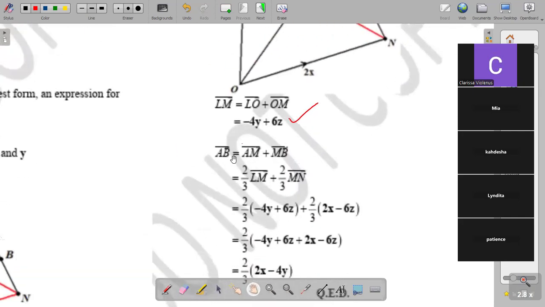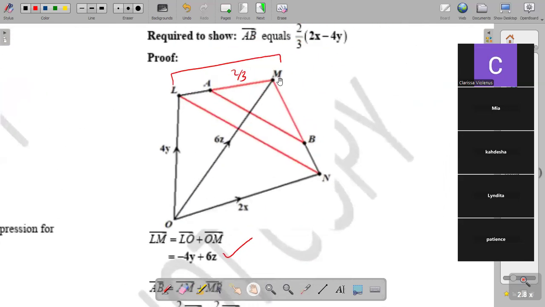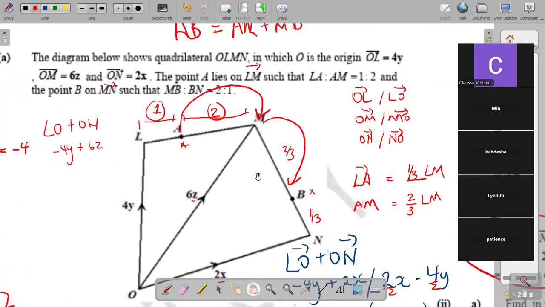So let's come down here. What did they find? 2/3 of LM plus, look at MB as well. MB was in the 2/3 section as well. Look at here. So everybody see why I told you to label these things in the beginning? Everybody see how easy it is for us to work it out, because we already put that information there? If you had just gone and started working it out, you would have never realized, oh, I just need the whole line for the fractions.